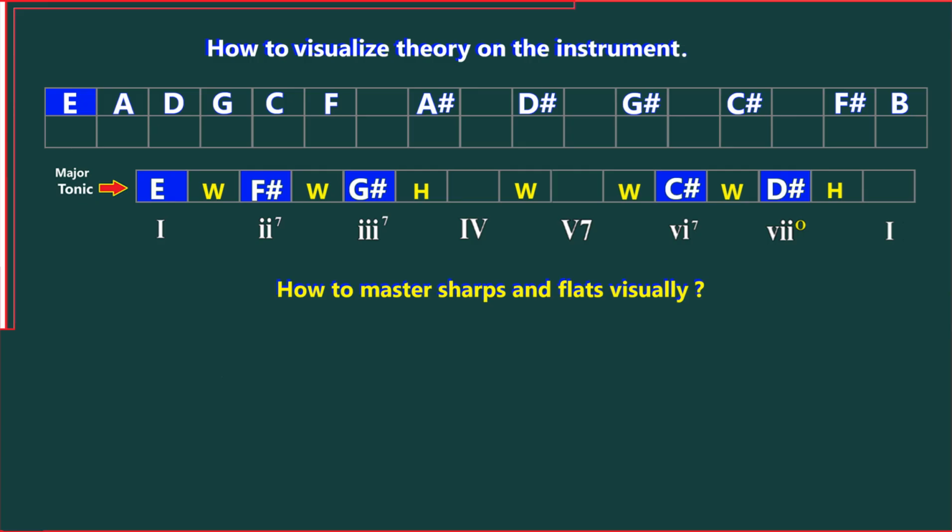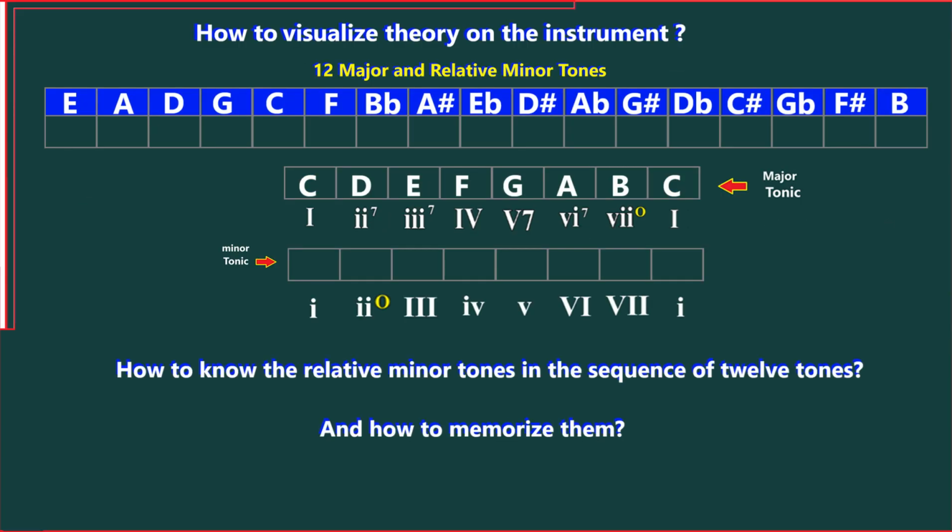The reason is that we need to study functional harmony, tones, Roman numerals, and the relative minor, so we can begin to practice the lessons more musically, at least to not sound like we're playing scales up and down and chords on the scale sequence. How to know the relative minor tones in the sequence of 12 tones, and how to memorize them.